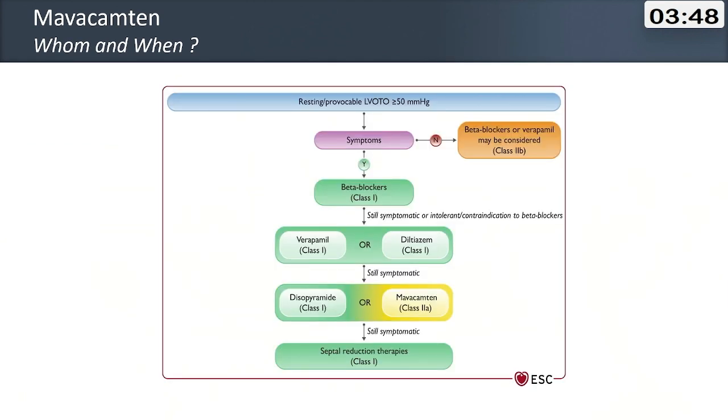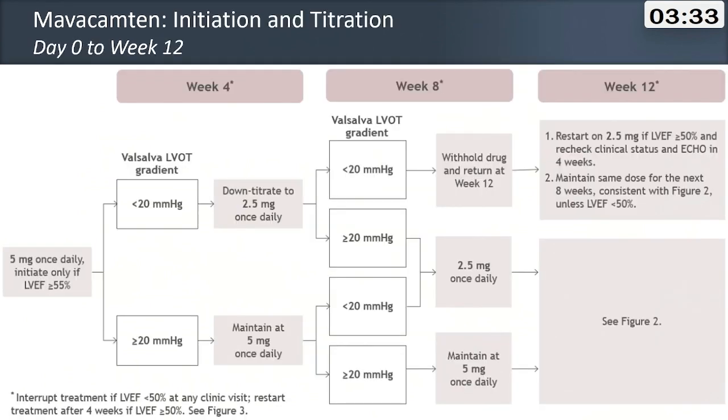For those patients who received conventional medical treatment, beta blockers and calcium channel blockers, and are still symptomatic and now proceeding to septal reduction therapy, give mavacamten a chance before proceeding to an invasive strategy. I'm not going in depth to explain the initiation and titration, but I wanted to highlight from this slide that the starting dose is 5 milligrams and the initiation phase is around 3 months. There's no room for dose escalation, only to test the tolerability of the medication.